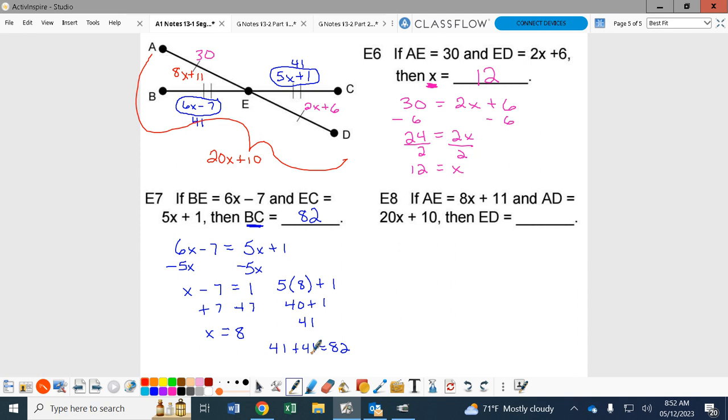Okay, guys, y'all are getting there. If this side is 8x plus 11, because they are congruent, what does this side have to be? 8x plus 11. So then the idea is a part plus a part equals the whole. And that goes back to the first thing that we did. 8x plus 11 plus 8x plus 11 equals the whole, which is 20x plus 10.